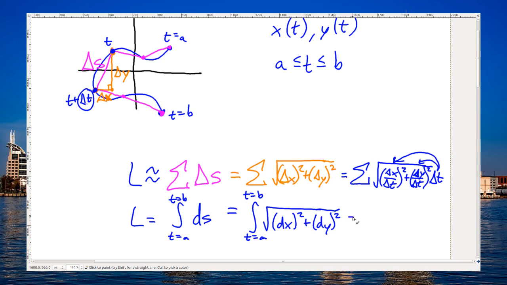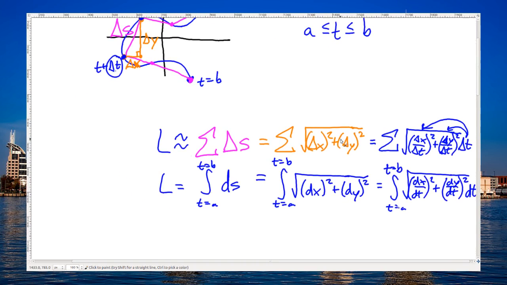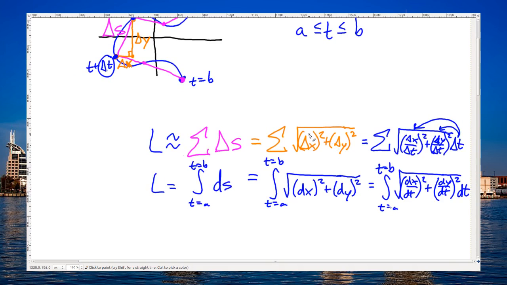And the nice thing is that this becomes the integral from t equals a to t equals b of the square root of dx dt squared plus dy dt squared, and we'll integrate that with respect to t. That dt is not underneath the square root. All right, so now we've got this all together.